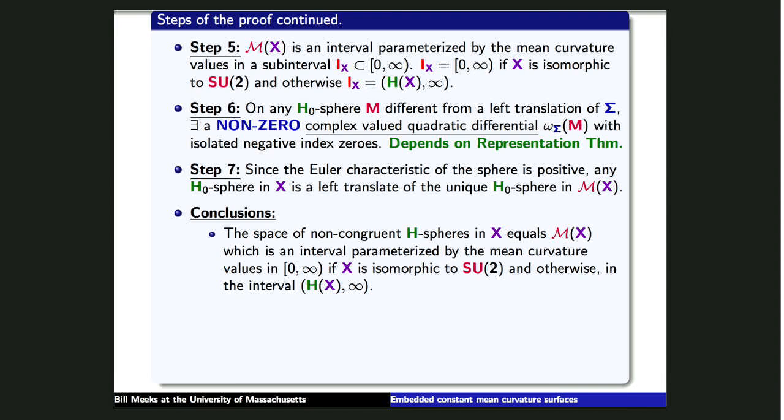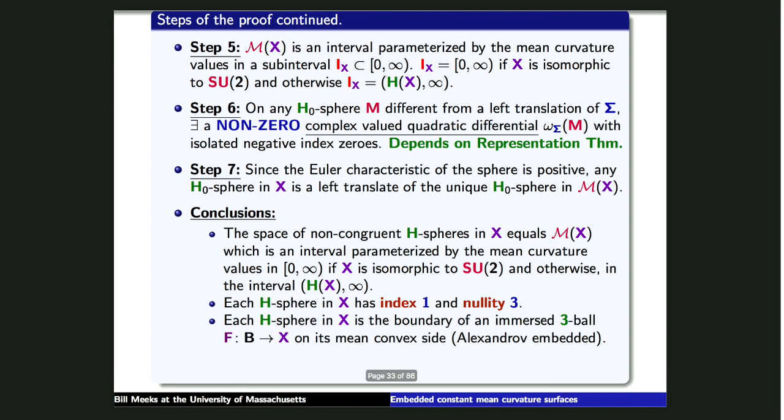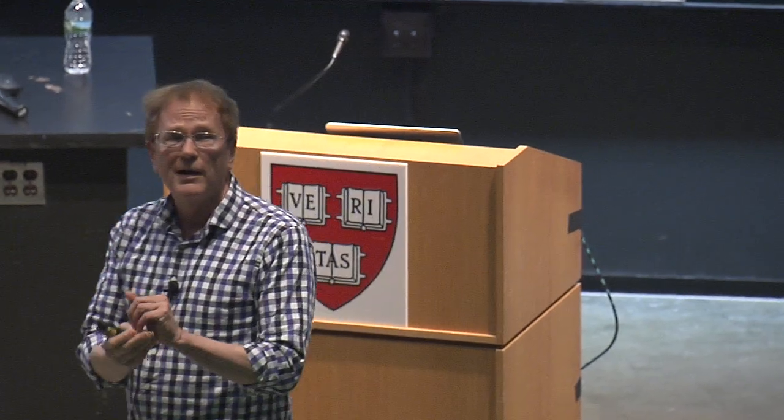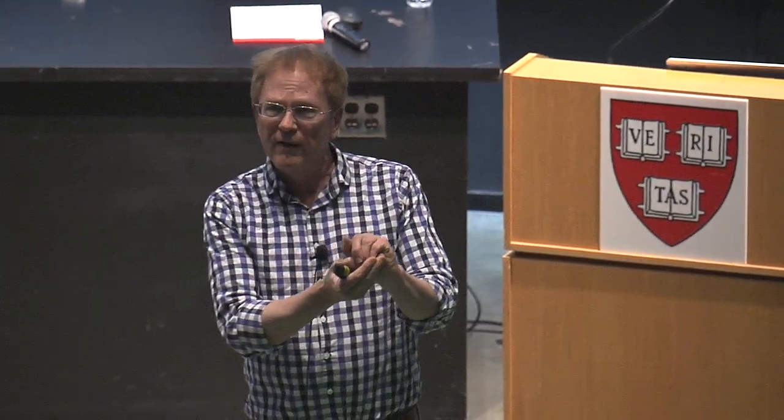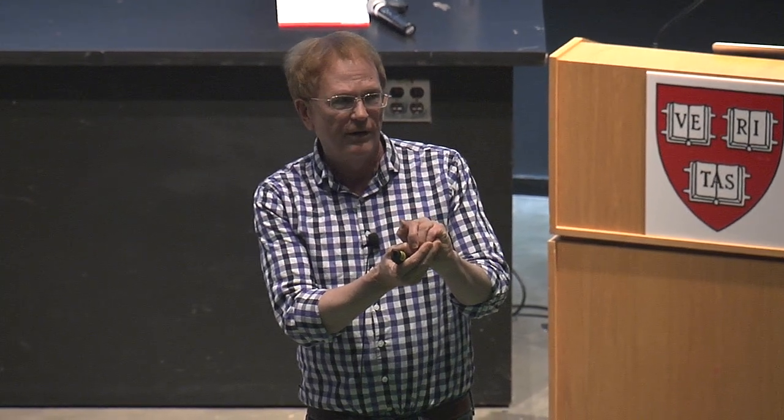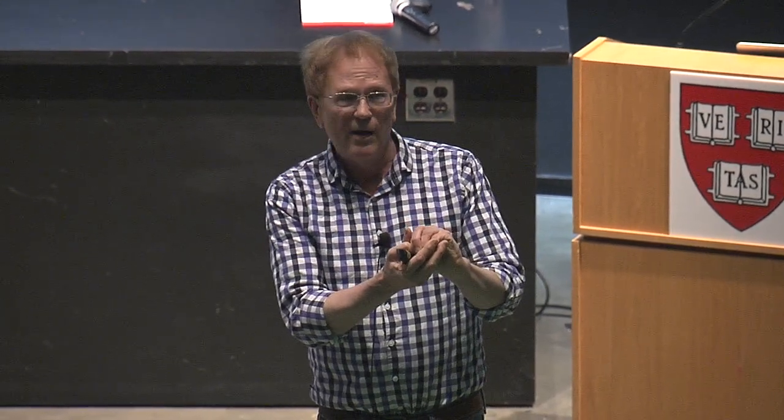You just have to put things together. So the space of these things is equal to that, and we have one for every possible mean curvature, and then you understand the theorem in terms of the possible values of the mean curvature. Each H-sphere in the space has index 1 and nullity 3. And finally, we have this ball. When the mean curvature is really big, you have almost a little round sphere. It's almost round, bounds a ball.